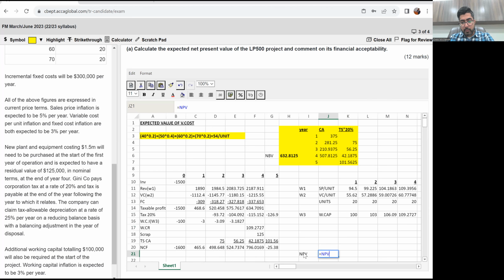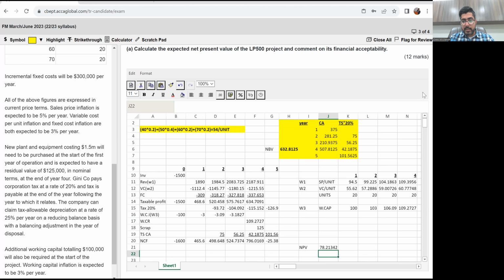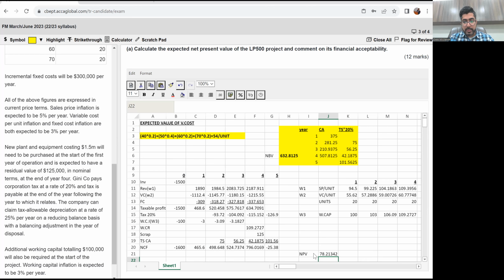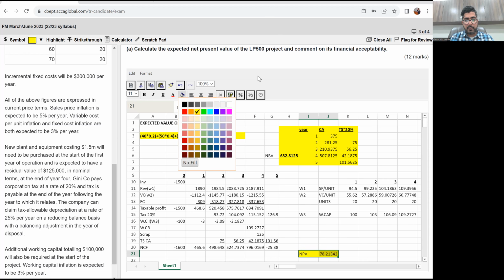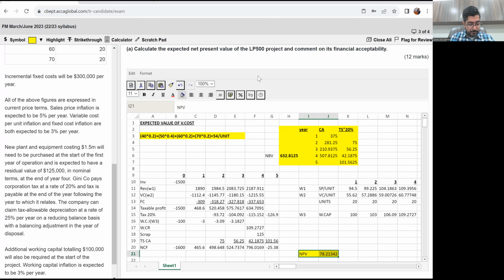If you want the short route, equals to NPV, bracket open, the cost of capital 12%, comma, NCF from year 1 to year last. So NCF from year 1 is C20 till G20. Bracket close plus NCF of year 0, that's B20. So simply enter. NPV is 78.21 positive. And this means comment on its financial acceptability. I will write it later. Just a 1 mark requirement that since NPV is positive, so project is financially acceptable.